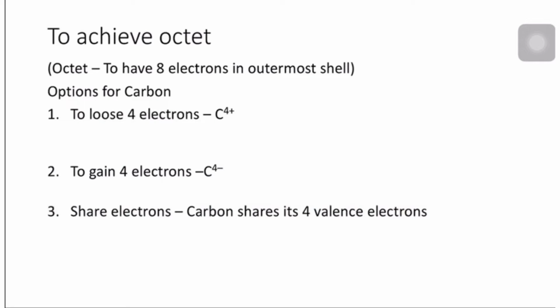So 6 protons are holding on to the 6 electrons. Now next, how can it achieve octet? Octet means to have 8 electrons in the last shell. To do that, carbon has two options. Either it will become C4+, a cation, by losing 4 electrons, or it will become an anion. It will gain 4 electrons, right?